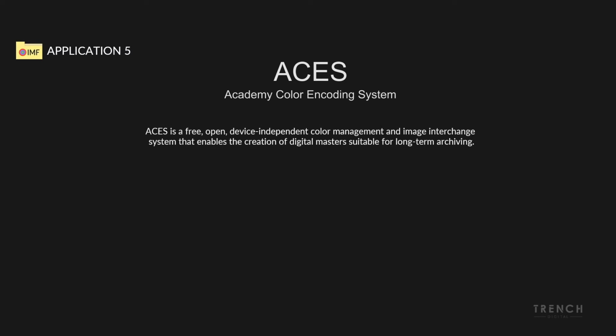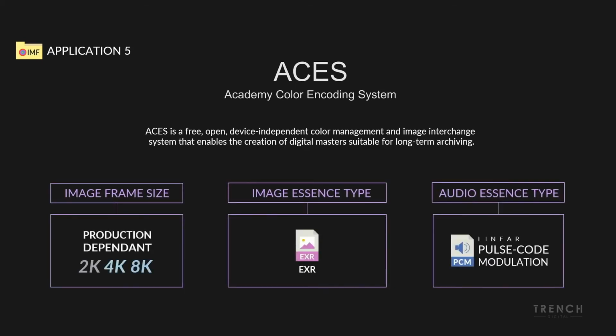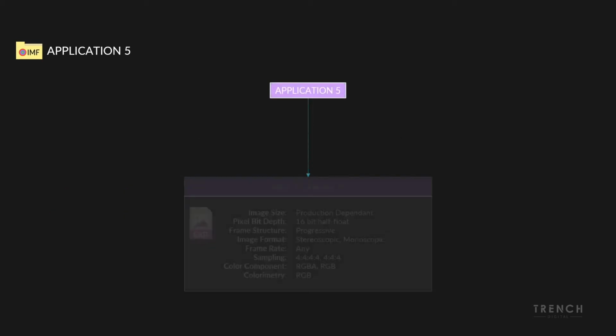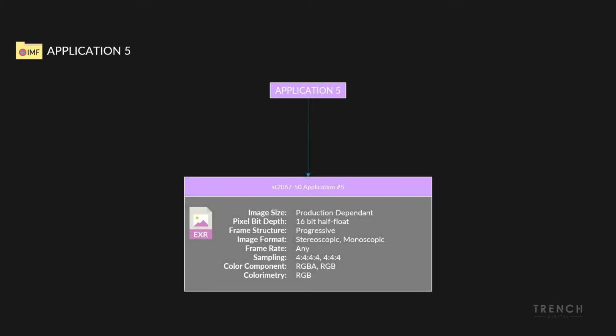Application 5 services ACES. ACES stands for Academy Color Encoding System, and it is a free, open, device-independent color management and image interchange system that enables the creation of digital masters suitable for long-term archiving. It accepts any frame rate and spatial resolution that may be in use by the production. It can accommodate both stereoscopic 3D and monoscopic imagery.